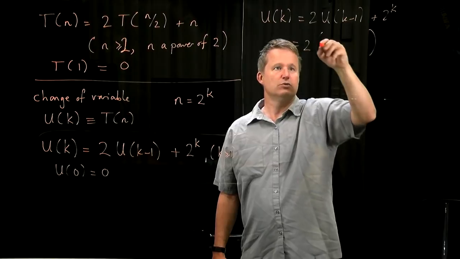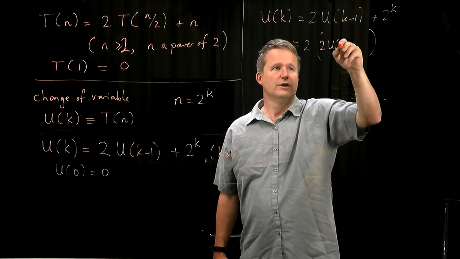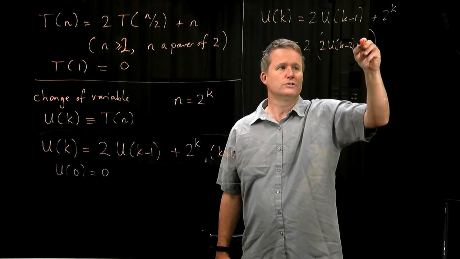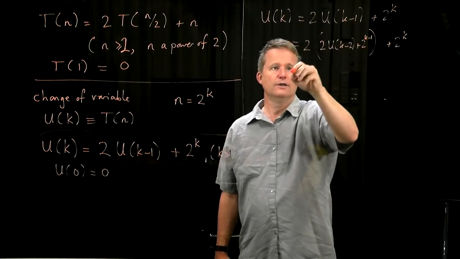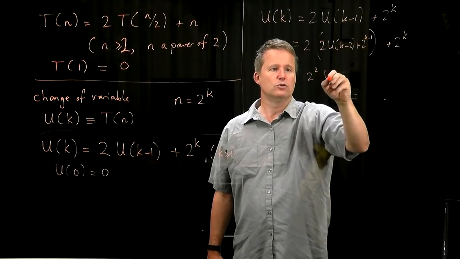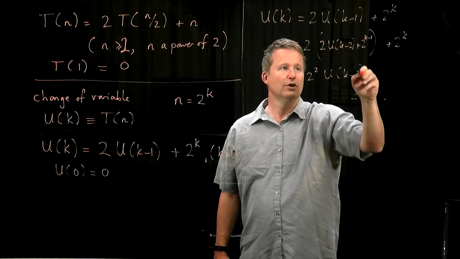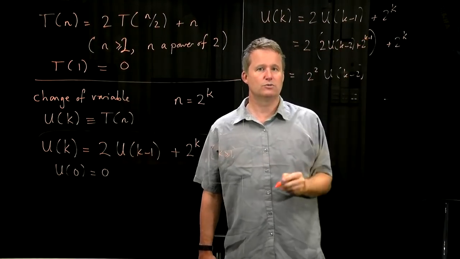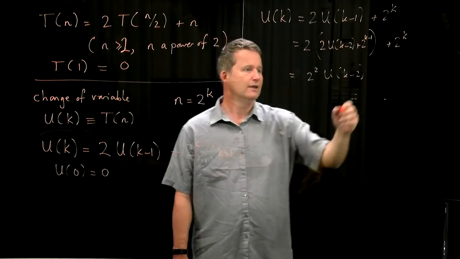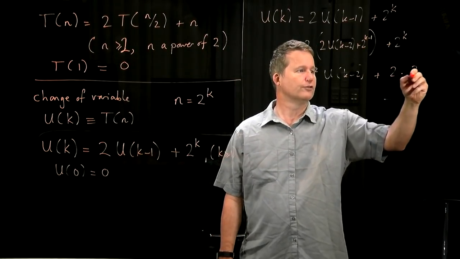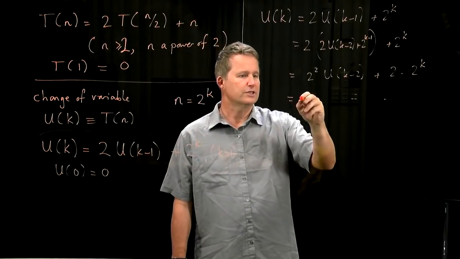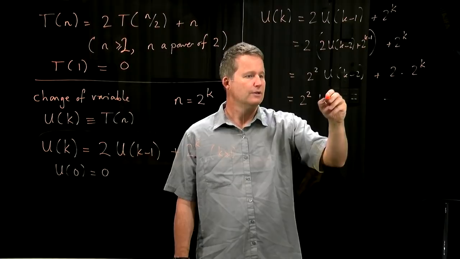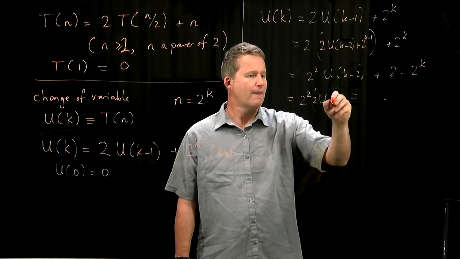U of k minus 1 is 2u of k minus 2 plus 2 to the k minus 1, and then I still have a 2 to the k here. And when I multiply that out, I get 2 squared u of k minus 2. I get a 2 times 2 to the k minus 1, which gives me a 2 to the k. And that gives me 2 lots of 2 to the k. I'm writing it like that for a reason, because next time you'll see a better pattern.